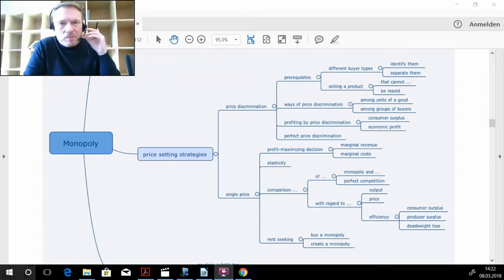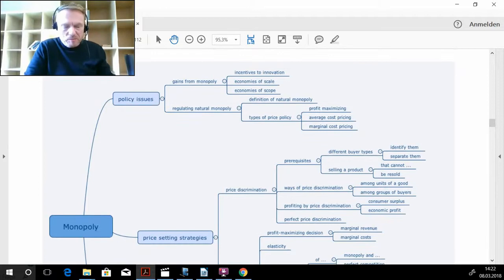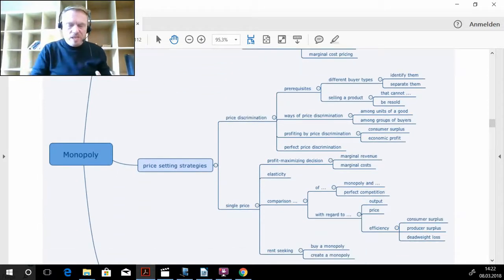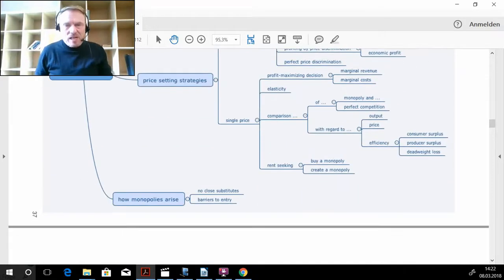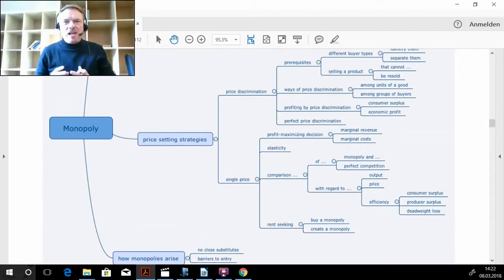Hello, I would like to talk about something very important for you for CFA level 1, which is monopolistic situation, which is monopoly. Take a look at this. You need to first understand policy issues dealing with monopoly. Second, you need to be able to explain price setting strategies, and we'll talk about this later. And then, how monopolies arise, you need to be able to explain this as well. We'll be talking about the price setting strategy, like how is the optimal price derived in monopoly, how is the optimal quantity derived in monopolistic situation.